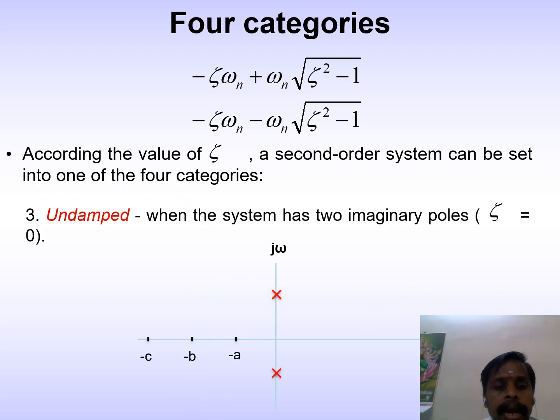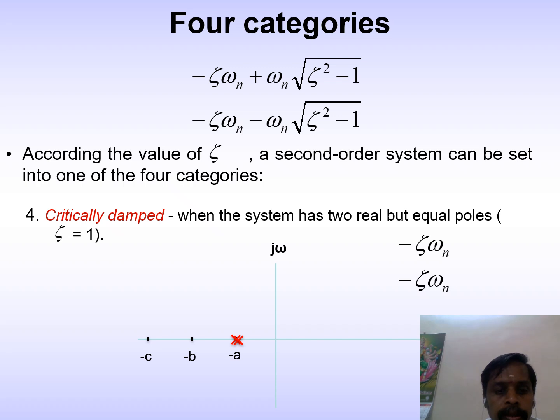And undamped: if the zeta value is 0, the damping is no longer there in the system. In that case, the poles are located on the imaginary axis itself. Then the critical damped case: if the zeta value is 1, the two real poles are located at the same location.